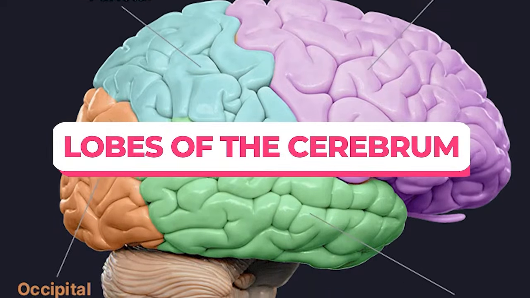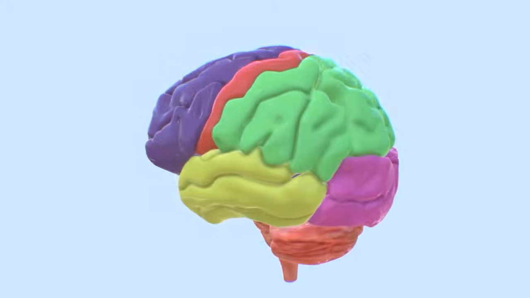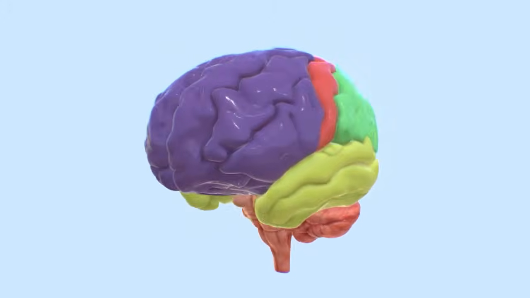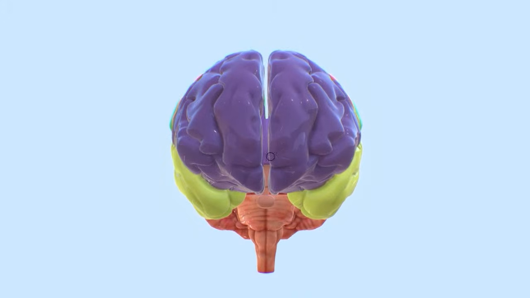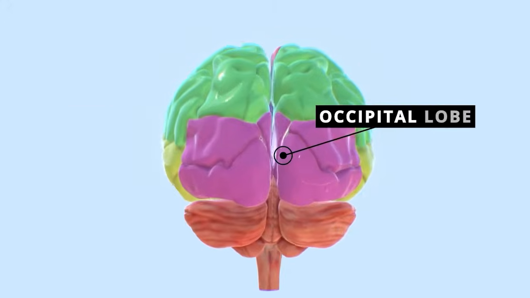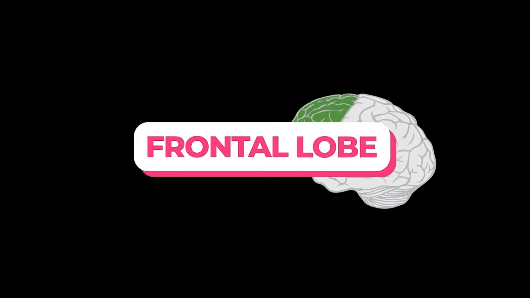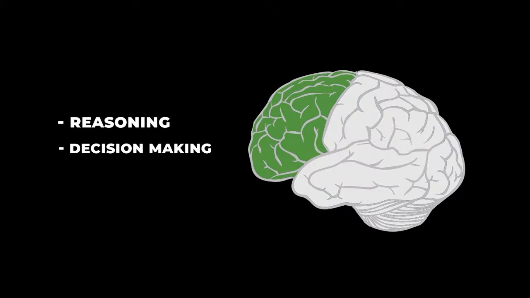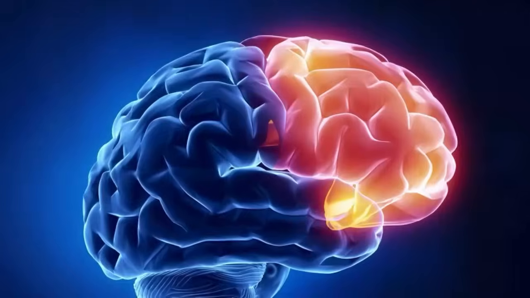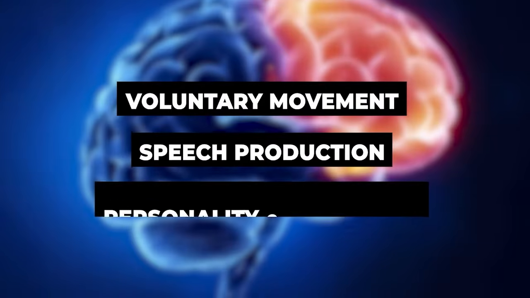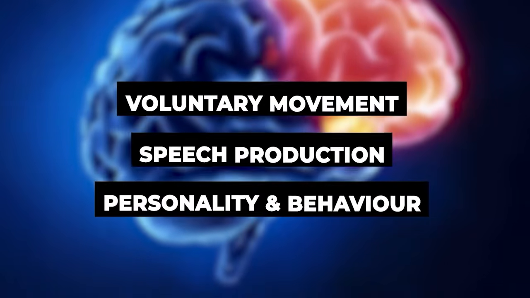Lobes of the cerebrum. The cerebral cortex, the outer layer of the cerebrum, is divided into four main lobes: frontal lobe, parietal lobe, temporal lobe, and occipital lobe. Frontal lobe: located at the front of the brain, it's responsible for executive functions such as reasoning, decision-making, planning, and problem-solving. It also oversees voluntary movement, speech production, and aspects of personality and behavior.